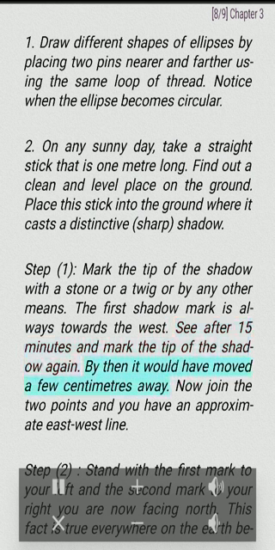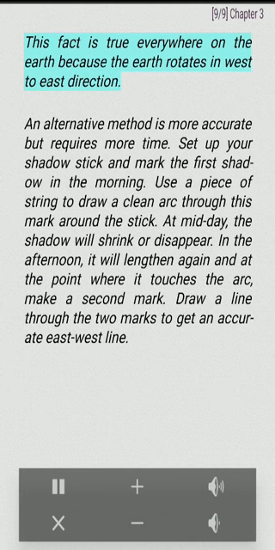Place this stick into the ground where it casts a distinctive, sharp shadow. Step 1. Mark the tip of the shadow with a stone or a twig or by any other means. The first shadow mark is always towards the west. See after 15 minutes and mark the tip of the shadow again. By then it would have moved a few centimeters away. Now join the 2 points and you have an approximate east-west line.